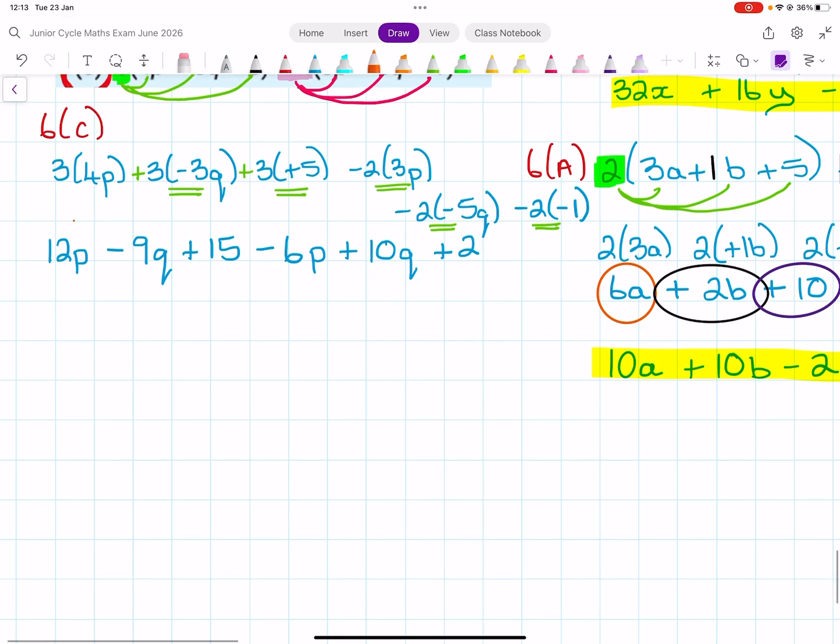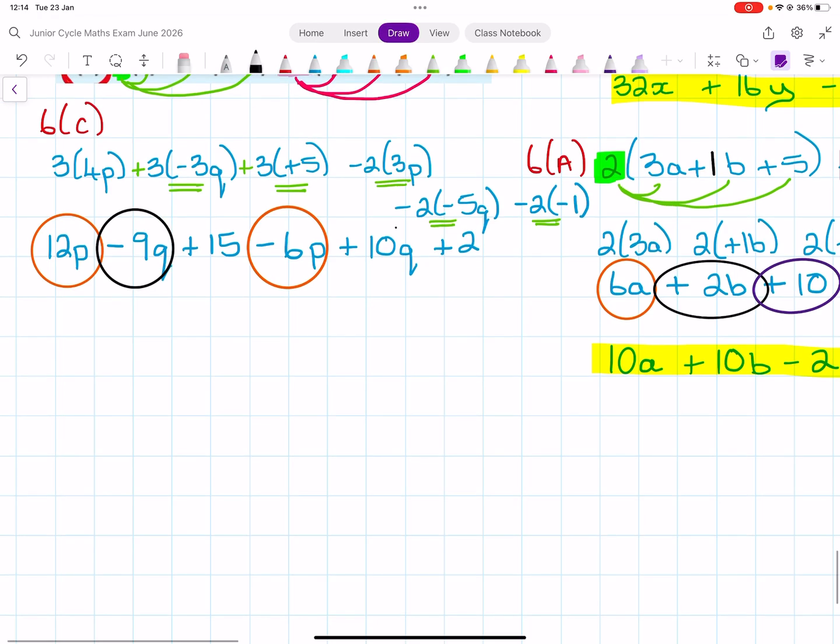So I've got the P family. And I've got the Q family. And actually, I might go with yellow. And the number family. Sorry, I thought the purple and the black looked very similar the last time.